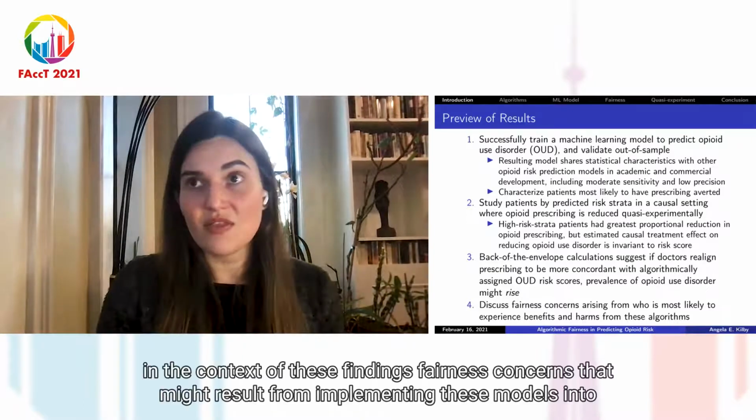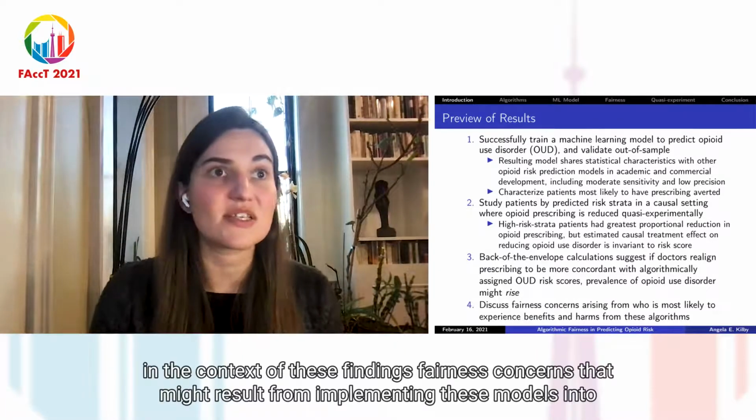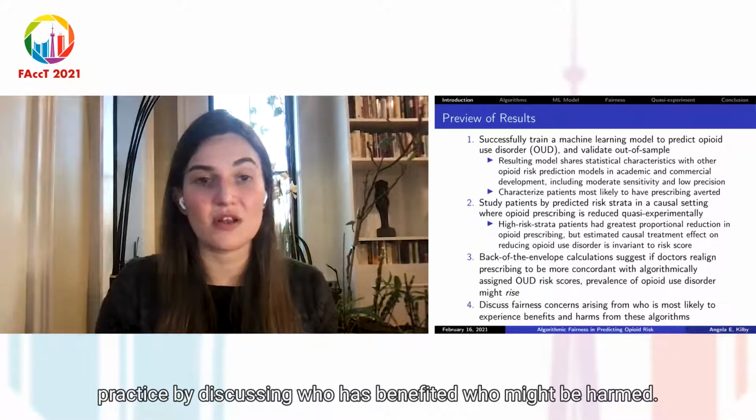I discuss, in the context of these findings, fairness concerns that might result from implementing these models into practice by discussing who has benefited and who might be harmed.